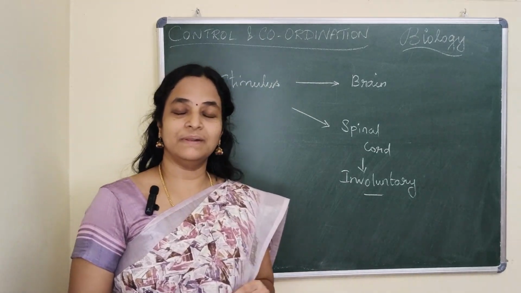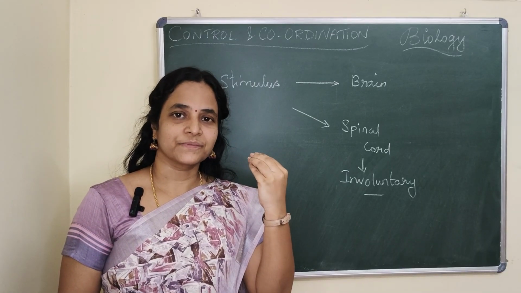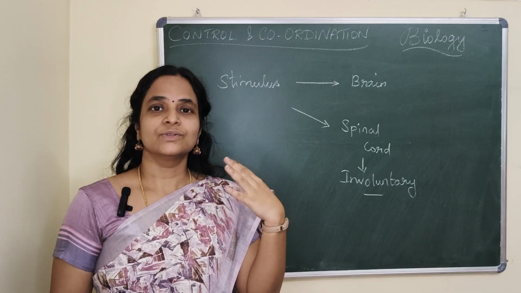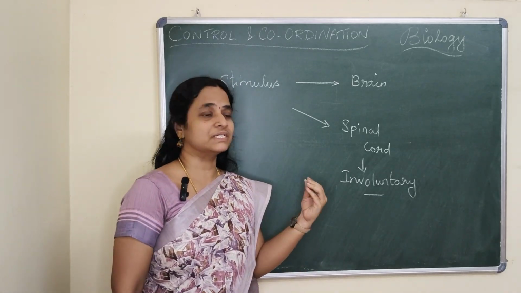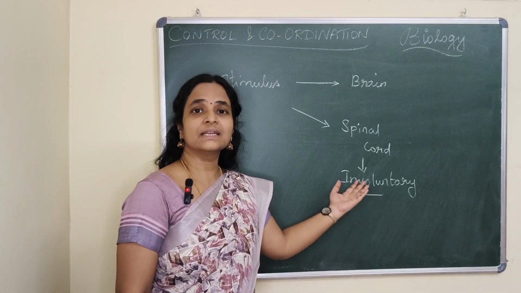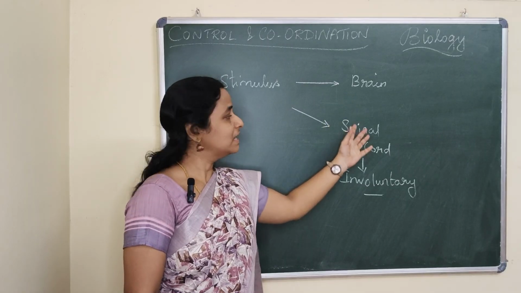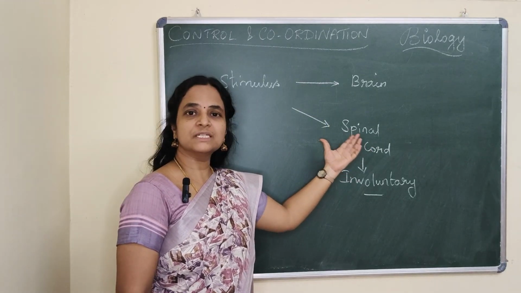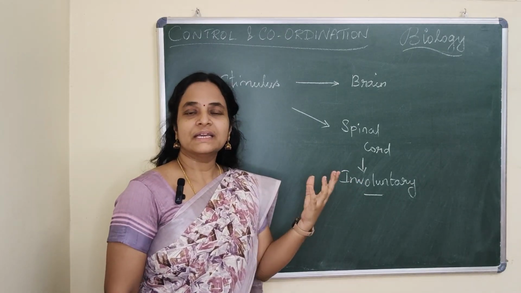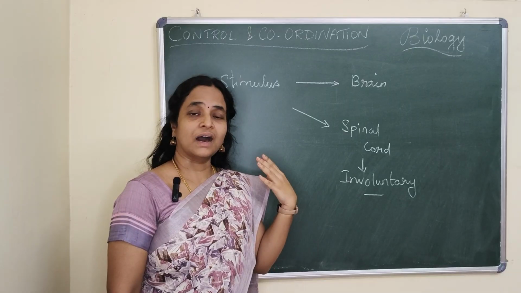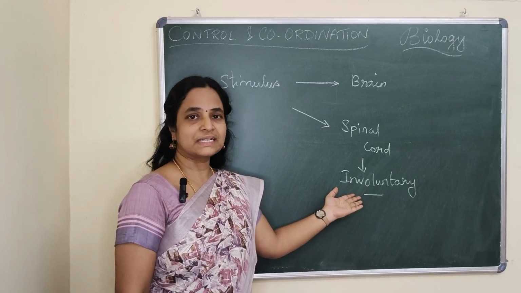Say for example, blinking eyes. When dust enters, what do we do? We immediately blink our eyes. Are we knowing that beforehand? No. It is happening without our conscious awareness. So such actions are involuntary actions, which do not involve the brain, and the action is purely from the spinal cord. That is why it is very spontaneous. Not only blinking eyes, even breathing, our heartbeat, respiration. All these things are involuntary actions.